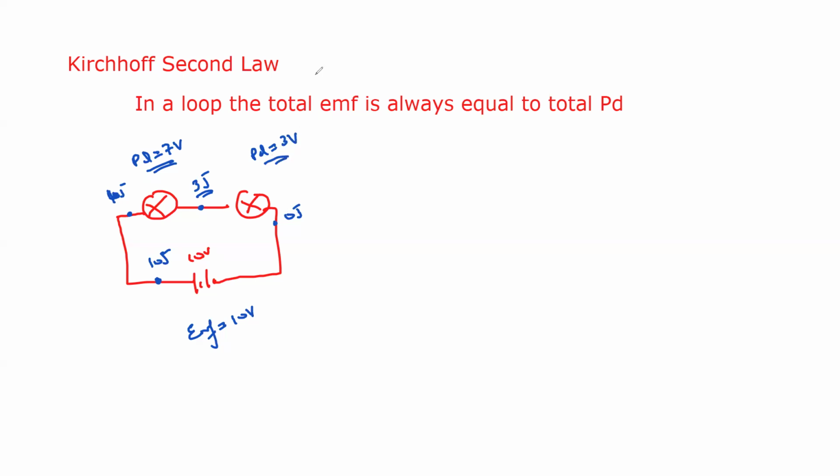So according to Kirchhoff's second law, the total EMF in the loop will always be equal to the total PD in a loop. So what is the total EMF? It was 10. What is the total potential difference? First it was 7 and another one it was 3. So the total EMF is equal to the total potential difference in a loop. Like when we make one loop, we'll get the total EMF same as the total PD.